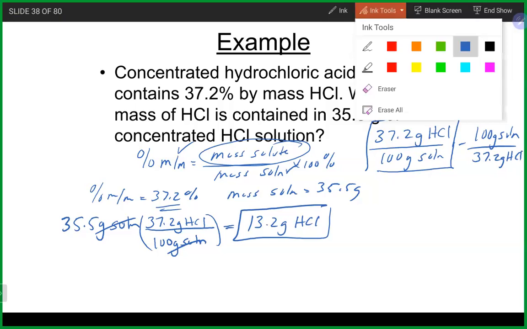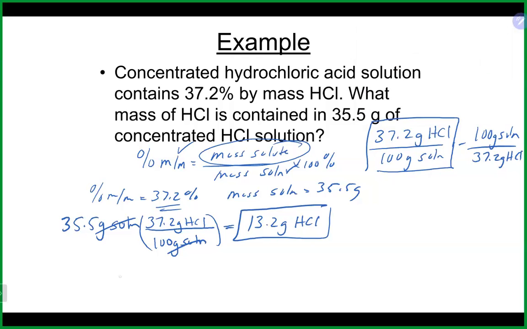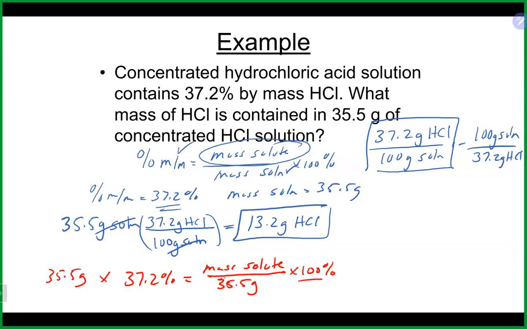That is basically the exact same calculation as if you just plugged and chugged it into the equation. If you just put it into the equation, you would have 37.2% equals the mass of the solute divided by our 35.5 grams times 100%. We would multiply the 35.5 to the other side and divide by 100%.